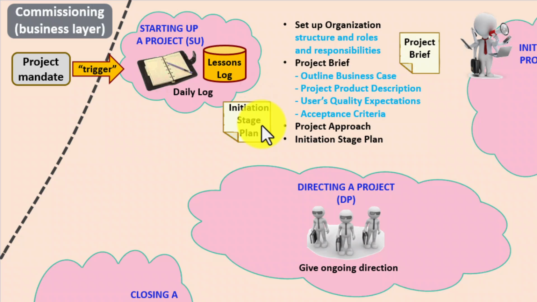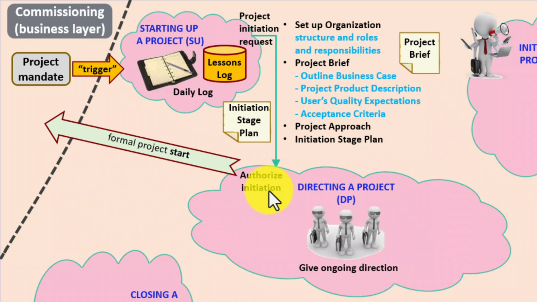However, let's see what comes next. So this will culminate in a project initiation request put before the newly formed project board. And this is their first activity called Authorize Initiation. That is, authorizing the initiation stage. And let's suppose, so I can continue drawing my roadmap, the answer is yes, they like it. So this becomes the formal project start, since this was pre-project.